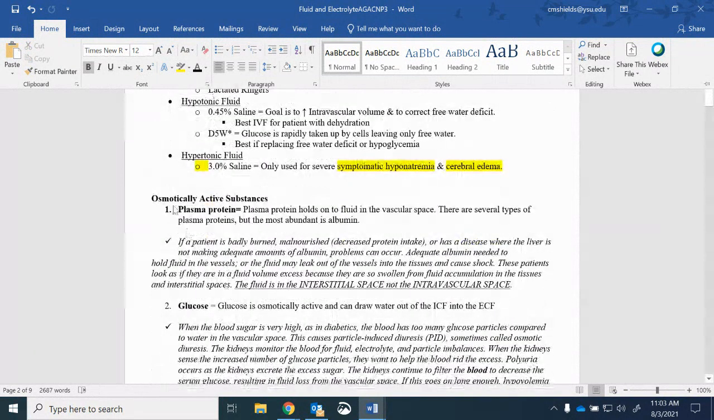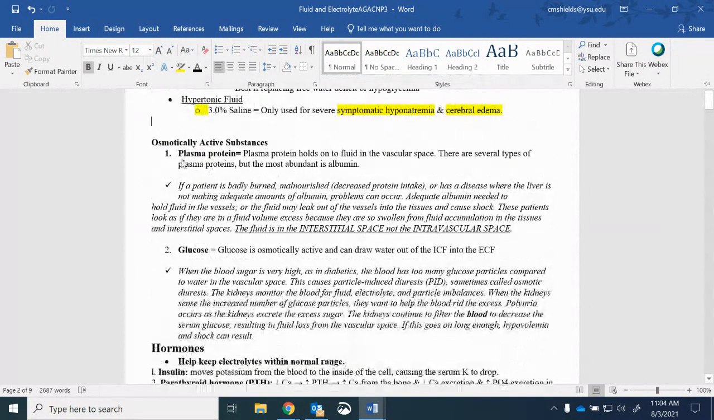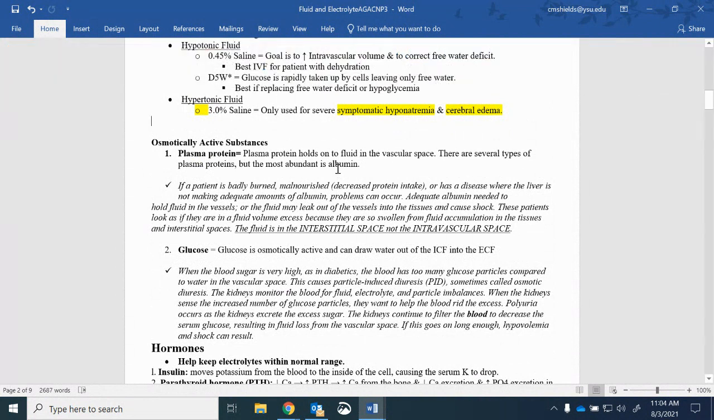This next section just talks about osmotically active substances. And when we talk about them, we're talking about proteins and glucose. Plasma protein holds on to fluid in the vascular space. There are several types of plasma proteins, but the most abundant is albumin, and this is the one that we measure right here. If a patient's badly burned, malnourished, or has a decreased protein intake, we measure that by measuring their albumin. Or they have a disease where the liver is not making adequate amounts of albumin, because the liver makes albumin. So in any of these situations, they can have hypoalbuminemia.